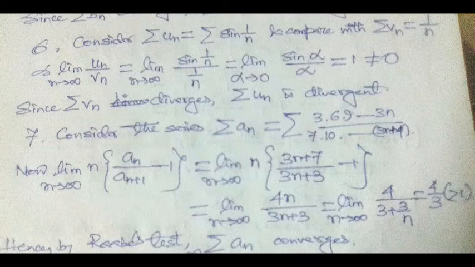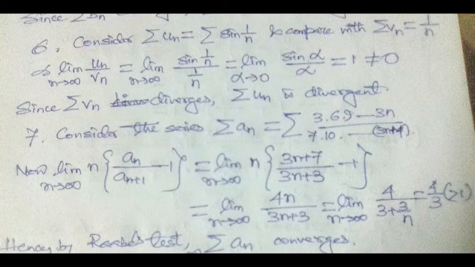For simplification, we are considering 1 by n as alpha. Then it will reduce to limit alpha tends to 0 sine alpha divided by alpha. This is a standard limit which will give the answer 1. So 1 is a non-zero number, therefore by comparison test we can conclude that since summation v_n diverges, the given series summation u_n must be divergent, it can't converge.